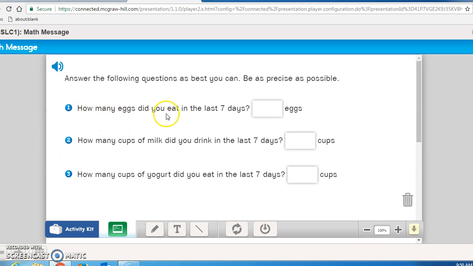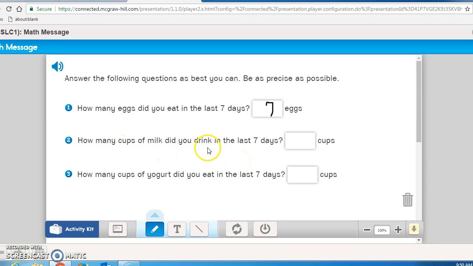How many eggs did you eat in the last 7 days? Now for me, that'd be quite a few eggs. I would eat on average an egg a day. So how many eggs would I eat in the last 7 days? My answer would be 7. Record your answer on your sheet.